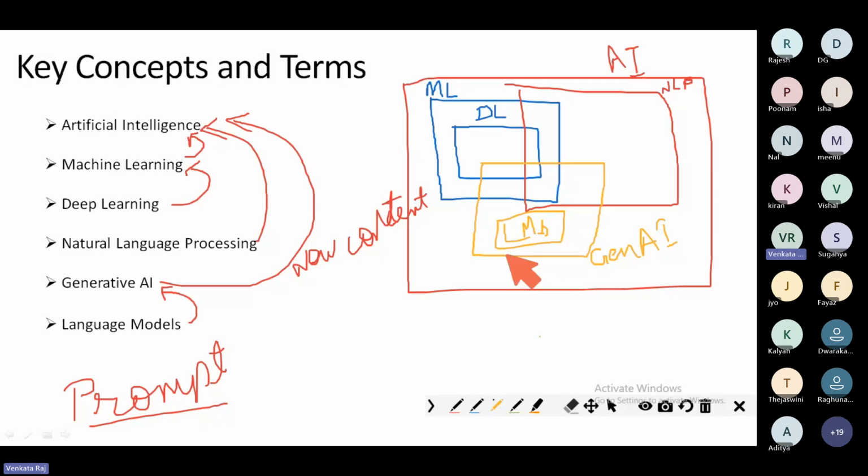Then we have machine learning, we have natural language processing, and we have generative AI as three different branches. And inside machine learning, we have deep learning. NLP uses some algorithms of machine learning. The Gen AI also uses some algorithms of machine learning, as well as it uses the NLP to understand human language, and based on that it will basically generate the output.